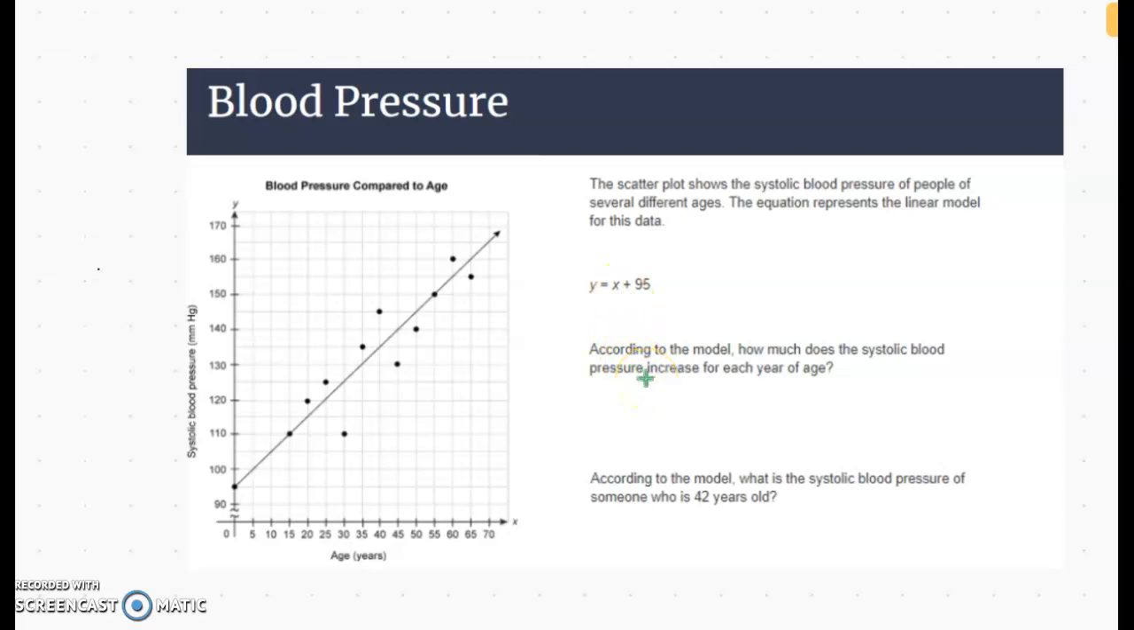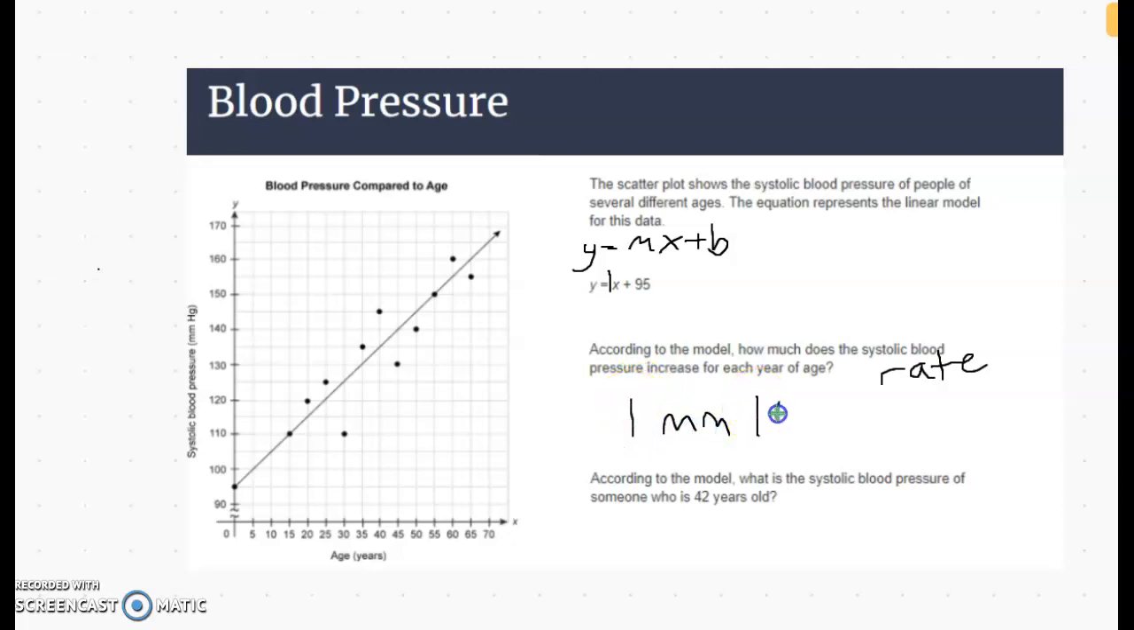It says, according to the model, how much does the systolic blood pressure increase for each year of age? Basically what it's asking for is the rate, and mathematically that is the slope. And if you look at this equation and compare it to y equals mx plus b, you can see the m is the number next to the x, and we don't see it, but it's there. It's the number 1.